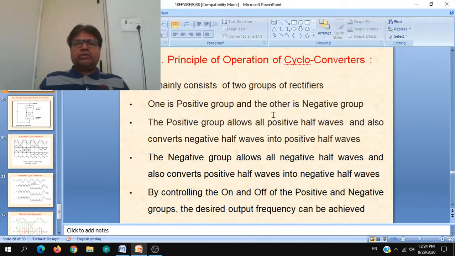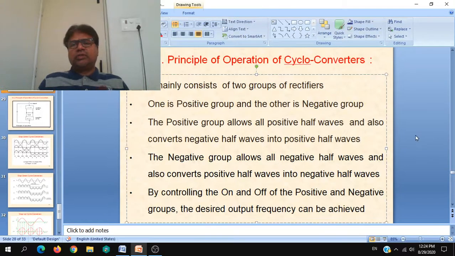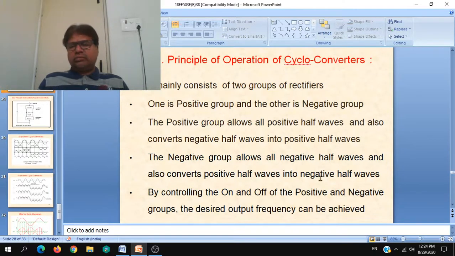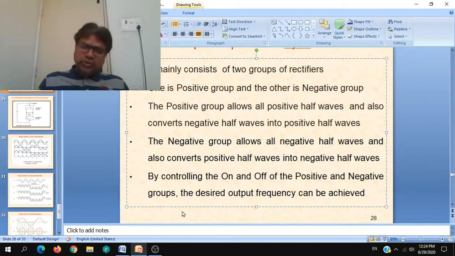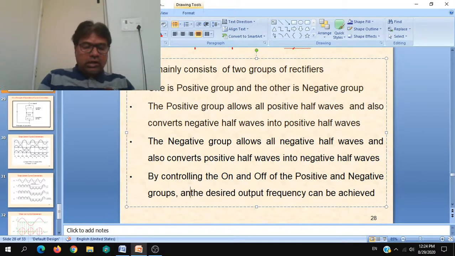So one is the positive group and the other is the negative group. The positive group allows all positive half waves and also converts negative half waves into positive half waves. The negative group performs similar actions. By controlling the on and off of the positive and negative groups, the desired output frequency can be achieved.